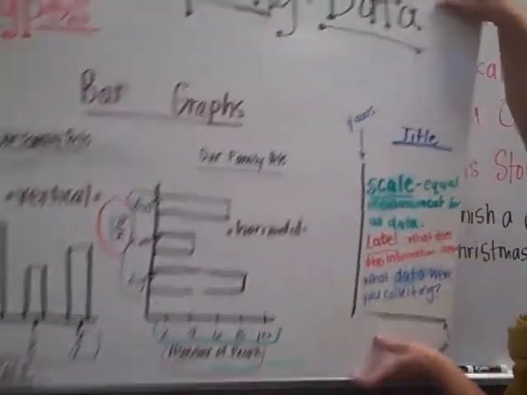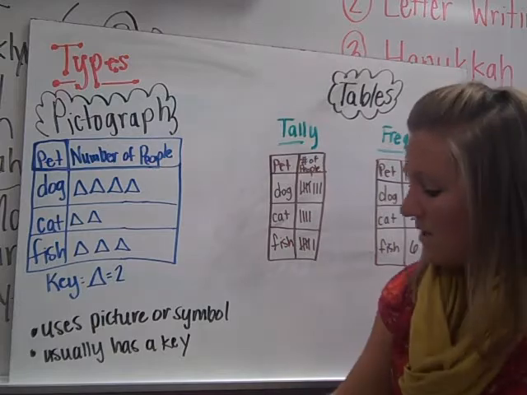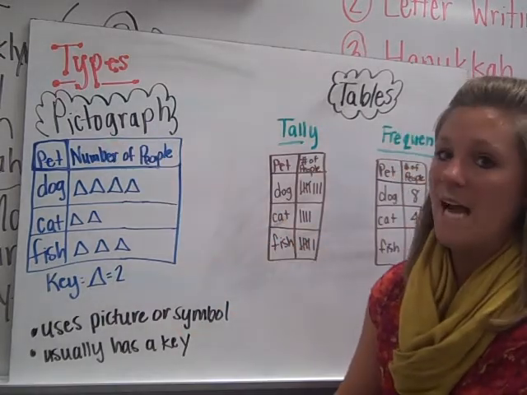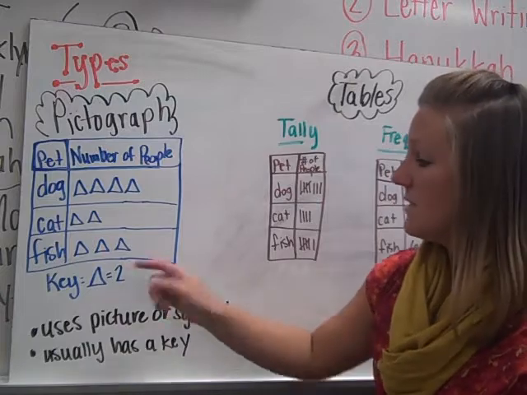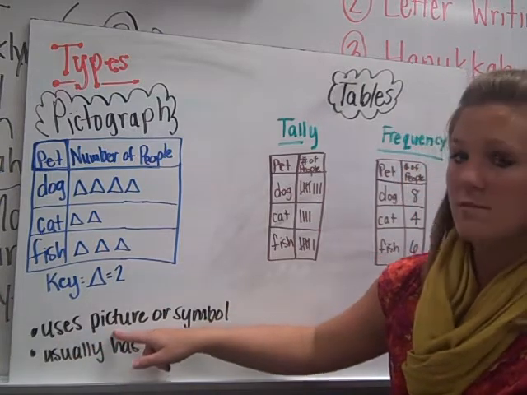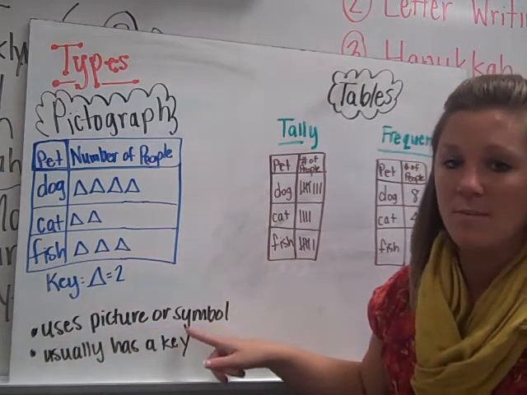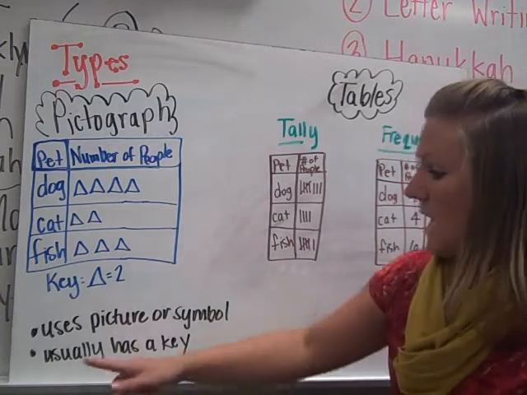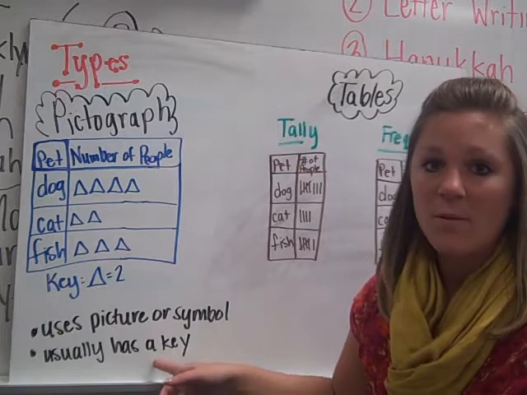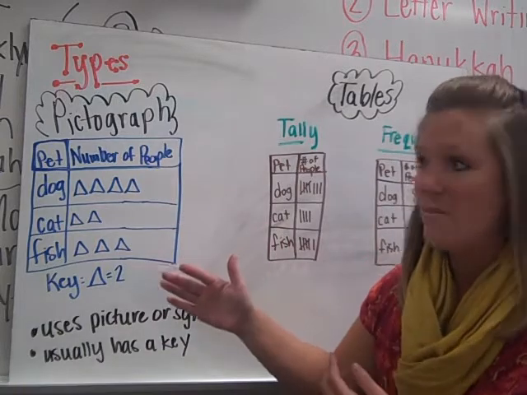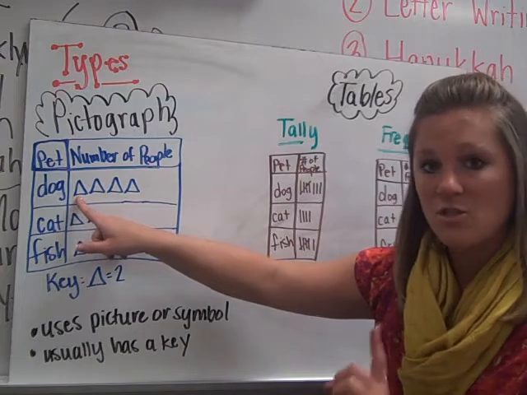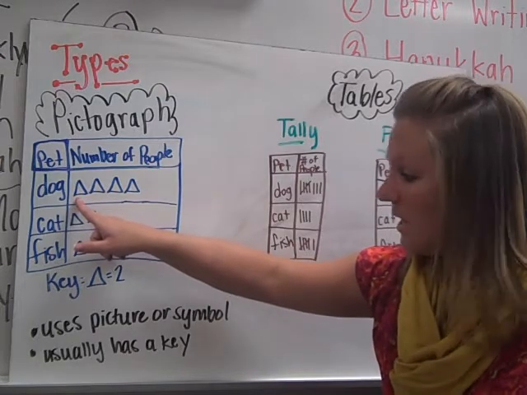Okay? The next type, one that you've also probably seen before, is called a pictograph. Now it kind of sounds the way it looks. It uses a picture, like pictograph, or it could use symbols. In this case, I've used the symbol of a triangle. It usually has a key, so keep in mind whenever you see a pictograph that this triangle does not necessarily represent just one. You have to look for the key.